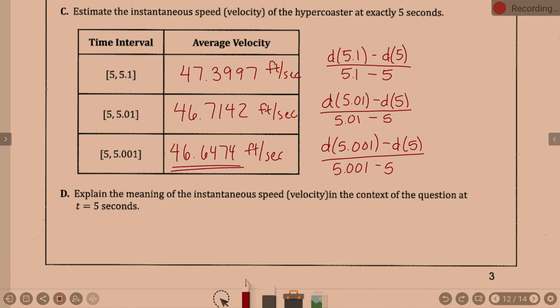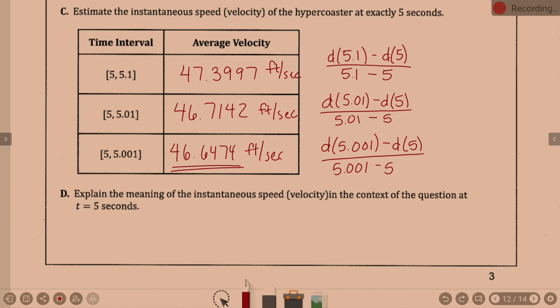That is about what the speed is at exactly 5 seconds. But what does this equation represent? What is d of t? If you look back in the context of the problem, d of t represents the drop, the largest drop of the surface. So it is the rate of change in the drop of the hypercoaster. At what time? 5 seconds, is about 46.6474 feet per second.